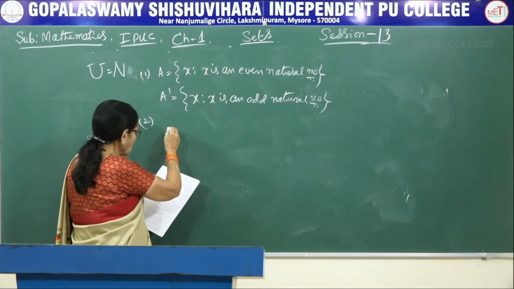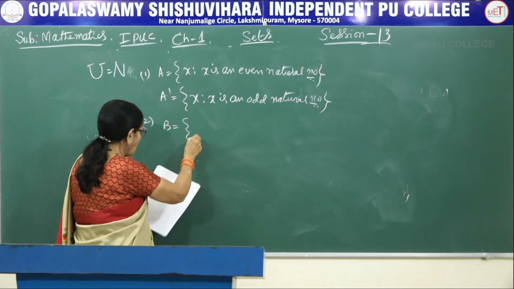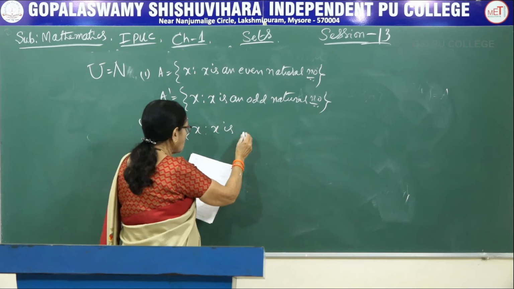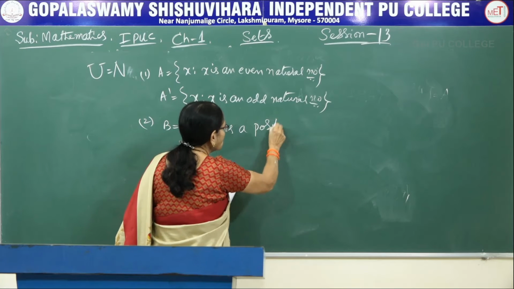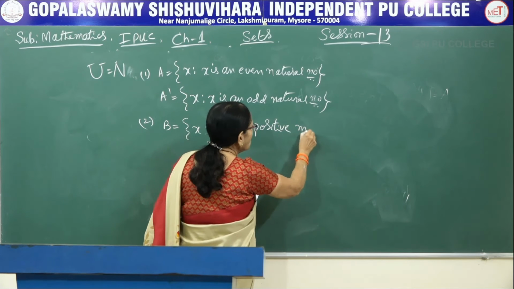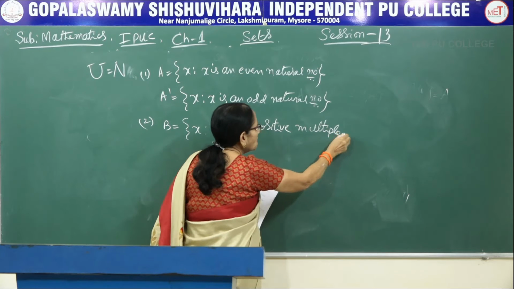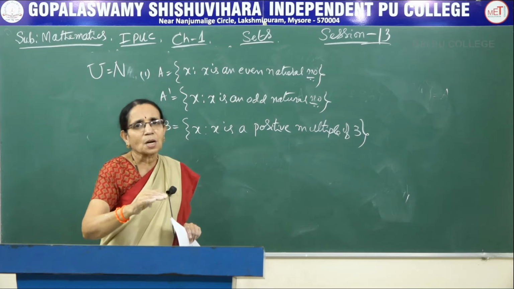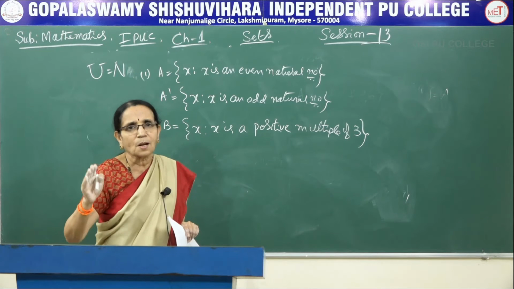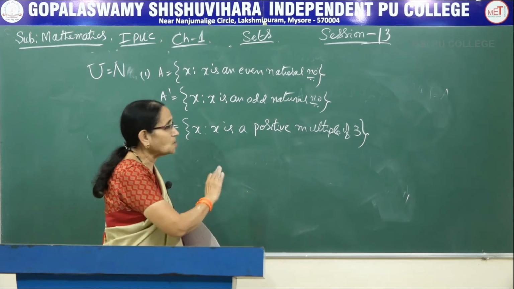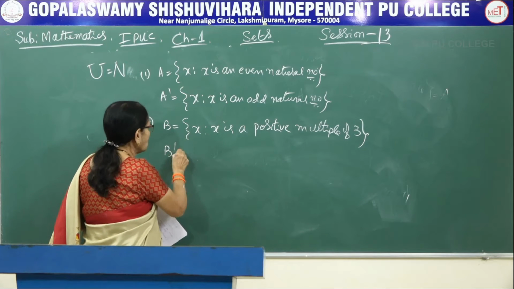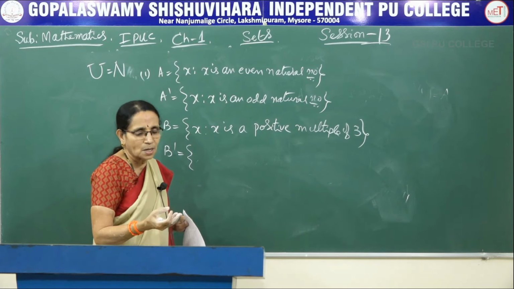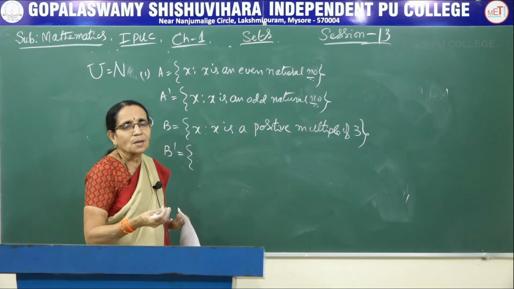Now, take the next one. Say, set B. It contains all x such that x is a positive multiple of 3. What do you mean by multiple of 3? The numbers which come in the table of 3: 3, 6, 9, 12, 15, 18, like that. Don't write the number. Now, B dash. So, if you omit those numbers from the universal set N, what is remaining? 1 and 2, then 4 and 5, then 7 and 8, like that.